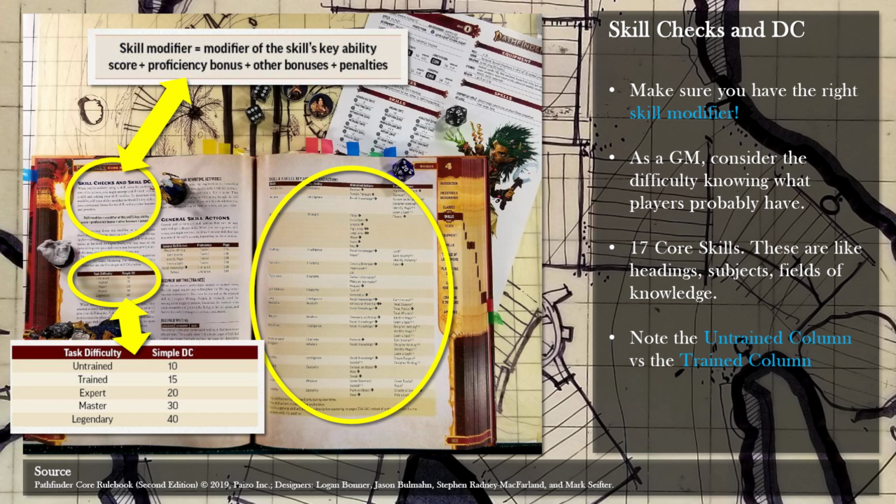So you're at least trained in one of the skills on the right that you need to identify something. Then you can roll against the DC that the dungeon master or the game master has determined, and then you can see whether you successfully identify something.